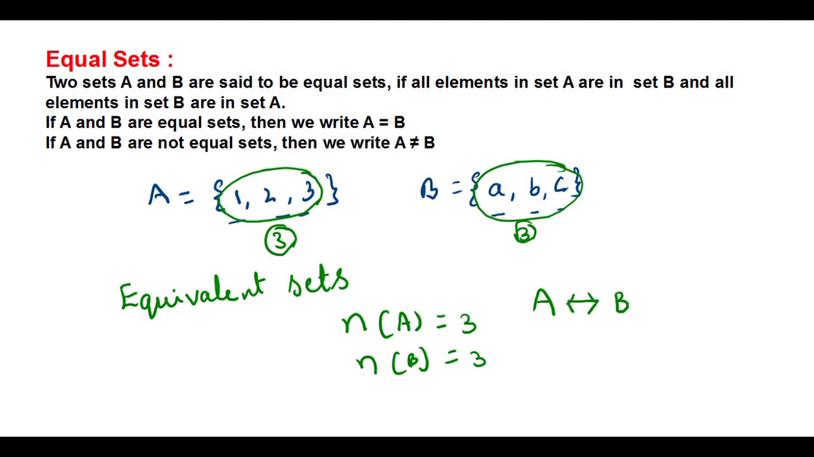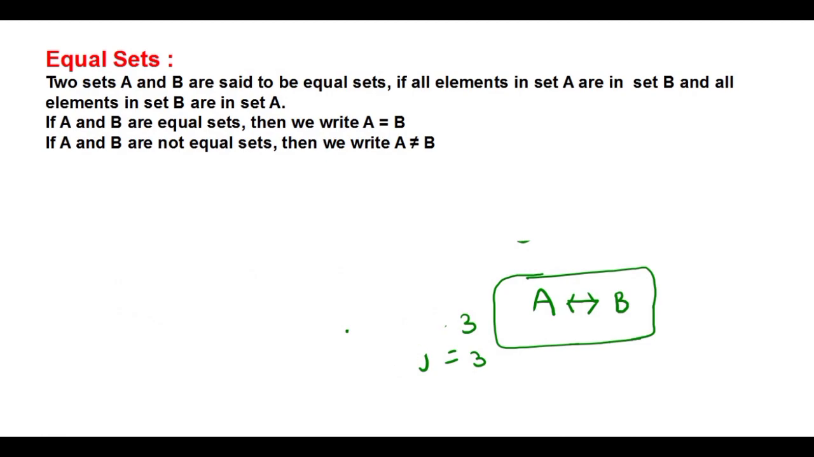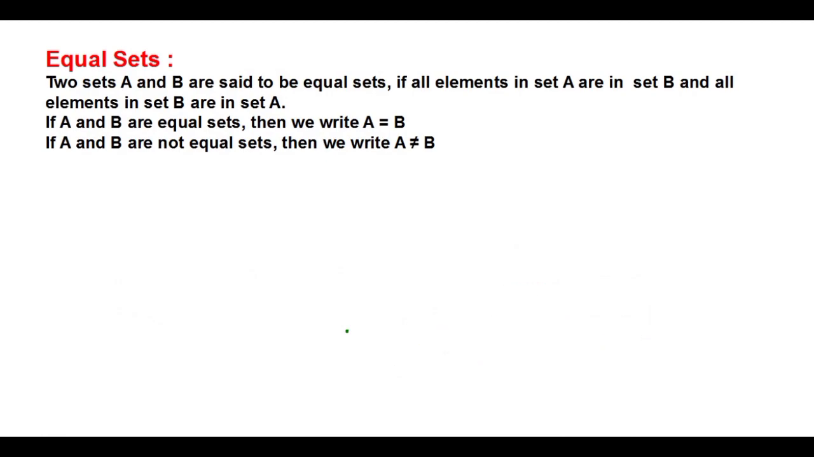Note this point also: what is an equivalent set? An equivalent set means if the number of elements in both sets are equal, like set A and set B, then the two sets are called equivalent sets. And equivalent sets can be represented like this. Now, what is an equal set? An equivalent set means just the number of elements are equal, like set A 1, 2, 3, set B A, B, C. Correct? That is equivalent, right?